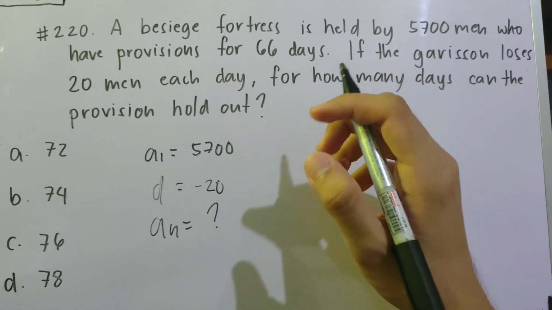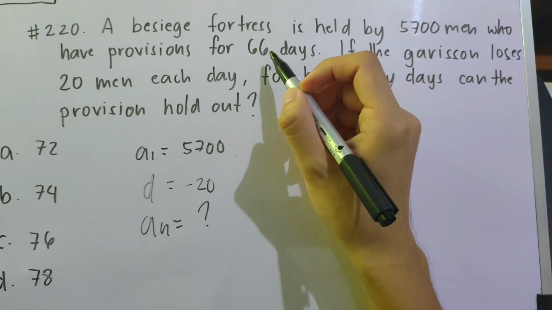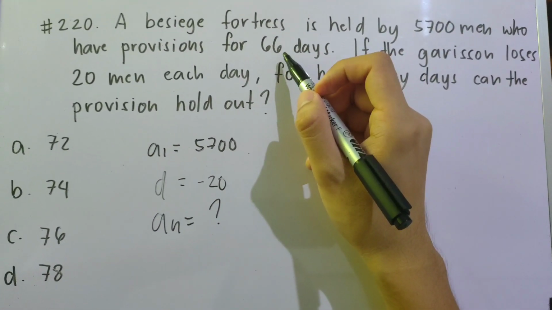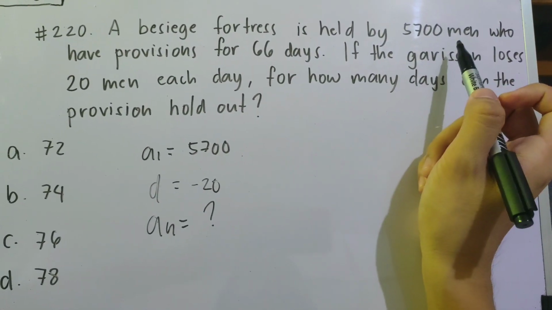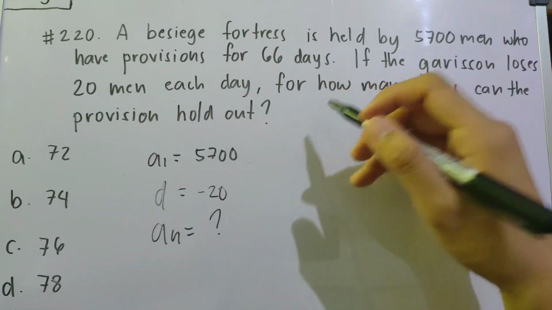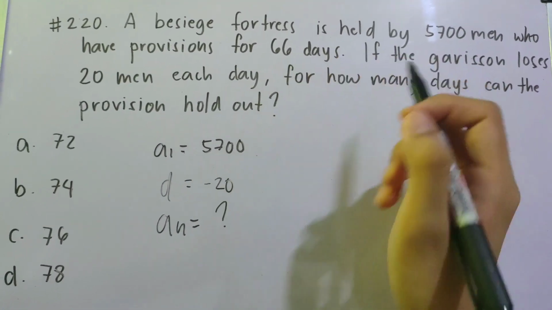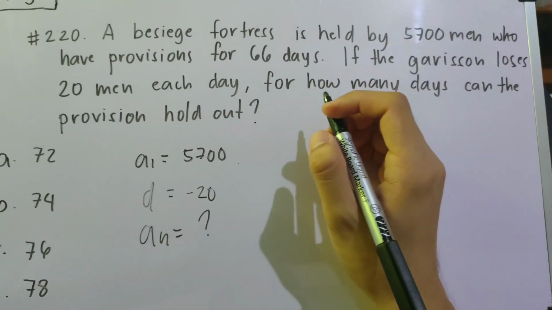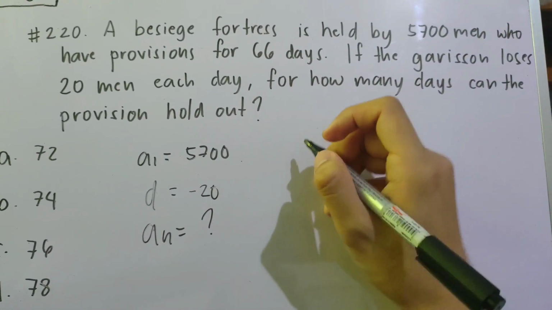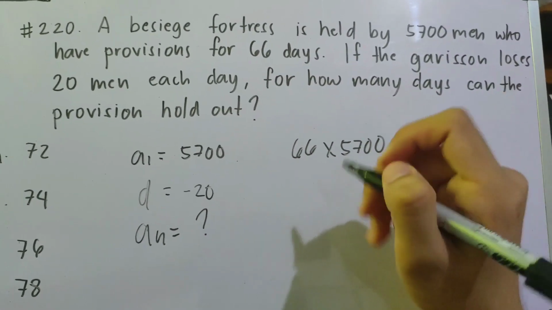So sabi dito, meron daw silang 66 days worth of provisions. So ibig sabihin tong 66 days na to, kaya nilang pakainin yung 5,700 men for 66 days. Kaya lang, since nababawasan yung mga tao, nababawasan sila araw-araw ng 20 men, merong mga pagkain na hindi nakakain. So, mas tatagal yung days bago maubos yung provisions nila. So, imbes na 66 days, mas hahaba pa yan. So, yun ang hinahanap natin. Pero originally, meron tayong 66 days worth of provisions for 5,700 men. So, 66 days times 5,700. Ito yung amount ng provisions natin.